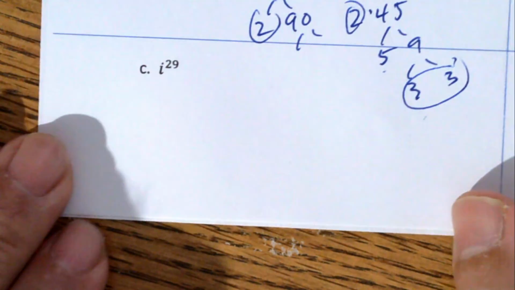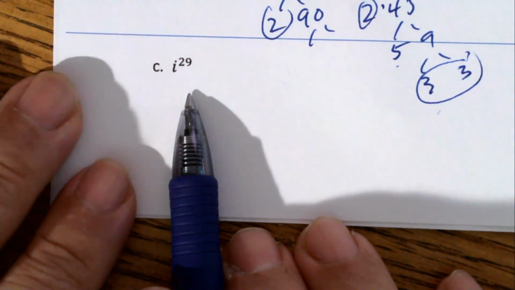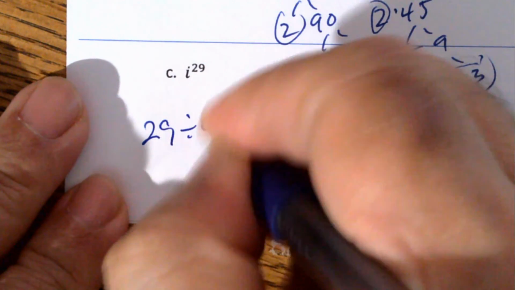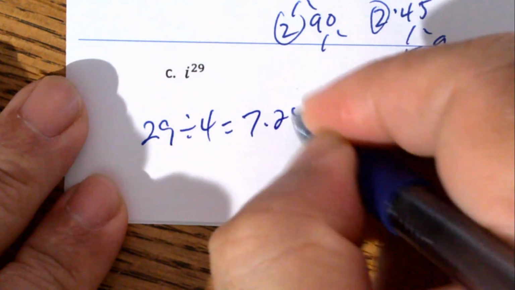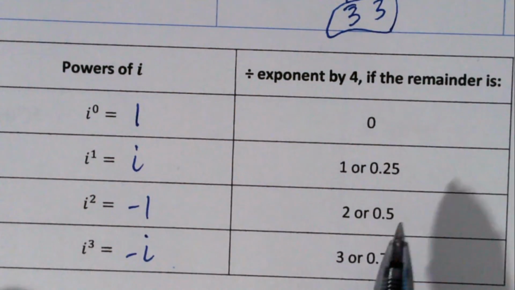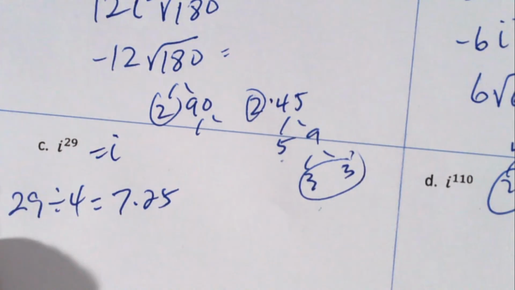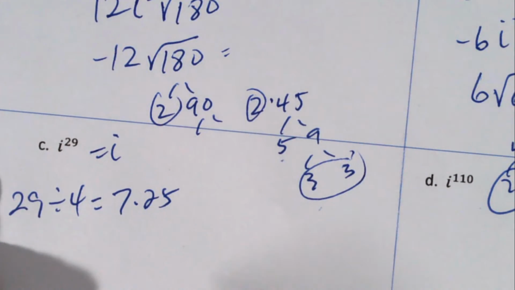Okay. All right, so these are the weirdo problems that we're going to ask you to do. I to the 29. You take the 29, divide by 4. I want to get 7.25. 0.25, go up here, look at the chart. 0.25 is just I. That's the answer. So that's equal to I. That's it. Okay? So I'm not asking you to rewrite it as I to the 28 or whatever. Just look at the chart and you get that.